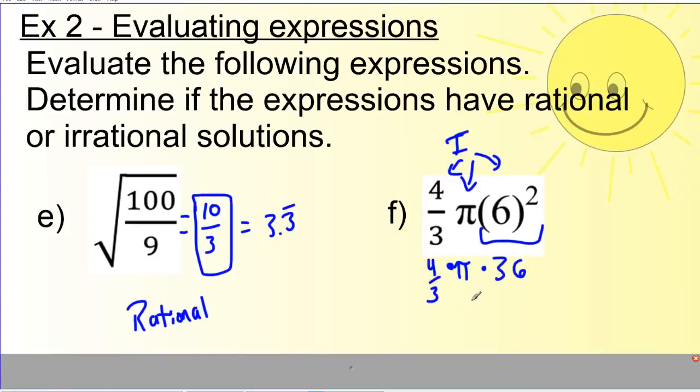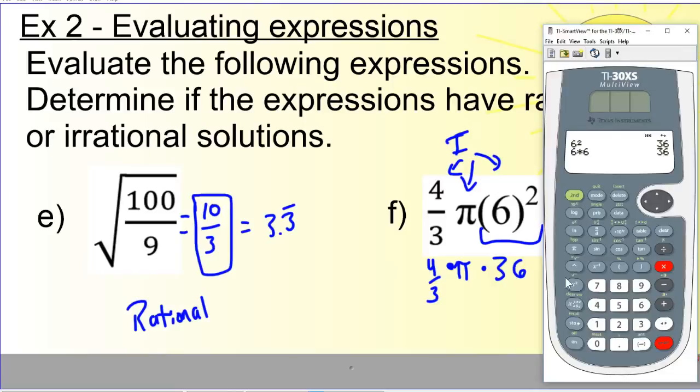And now that there's no other junk going on in the problem, I can just multiply it straight across on my calculator. I can take 4 fraction 3 times pi times 36, and hopefully this does not give me an error. Good. No error message. I got an answer of 150.79644474.